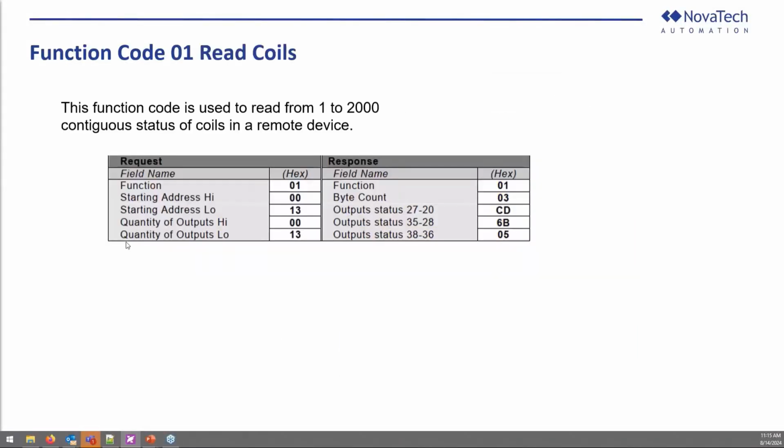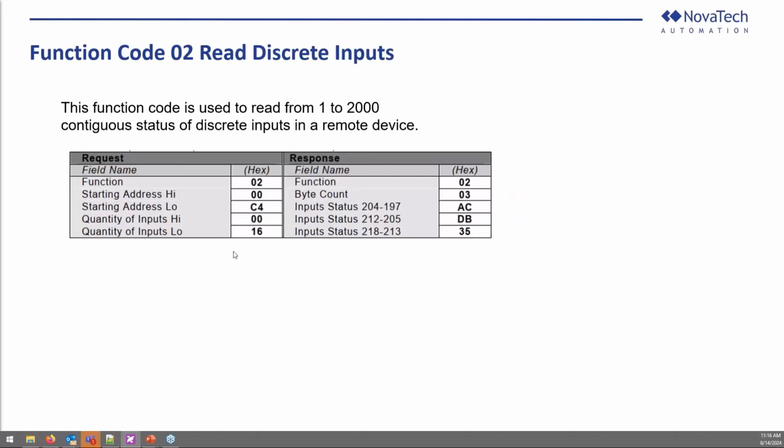Function code 1, this is the ability to read coils. It can read a continuous status of coils from either 1 coil all the way up to 2,000 coils at a time. The address of the first coil specified, and the number of coils, is how that PDU is set up. So the starting address, the quantity, and then there'll be a response.